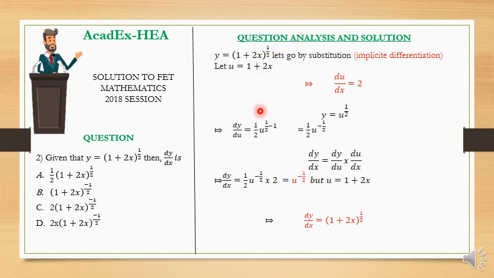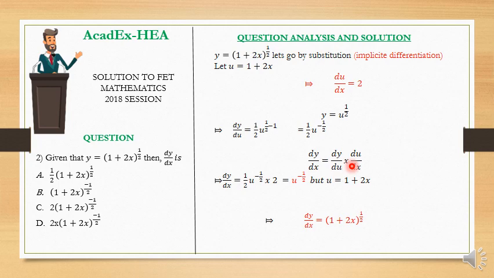So y is equal to u raised to the power half. And then now, what is dy du? If y is equal to u raised to the power half, I need to differentiate y with respect to u, and I will have half u to the power half minus 1 from the normal principle of differentiation. I'll drop the power and I'll subtract 1 from the power, and this gives me half u raised to the power of negative half.